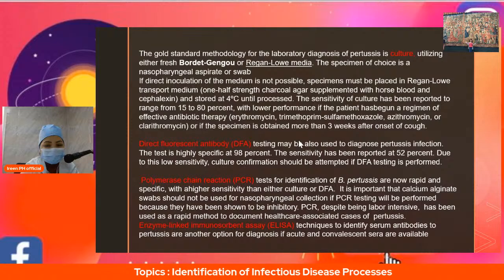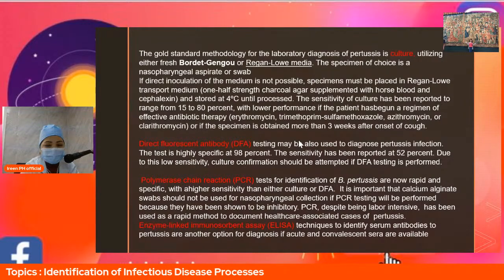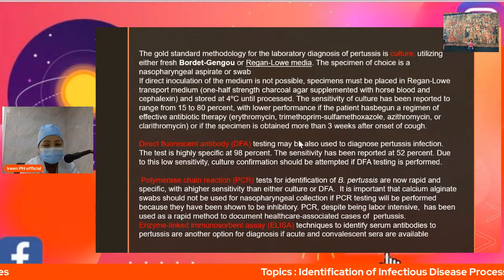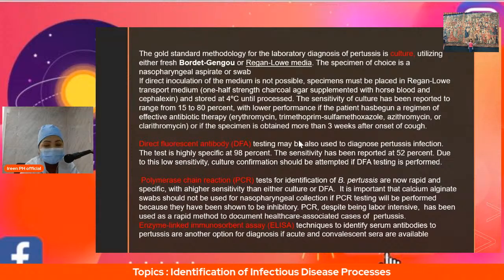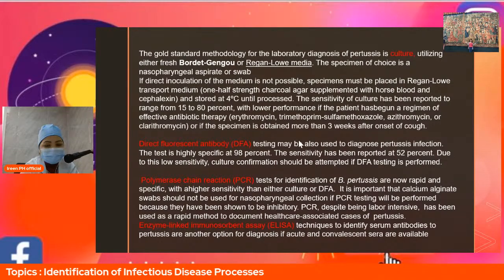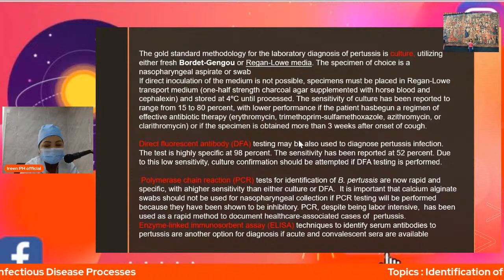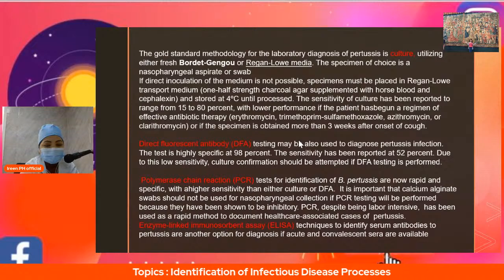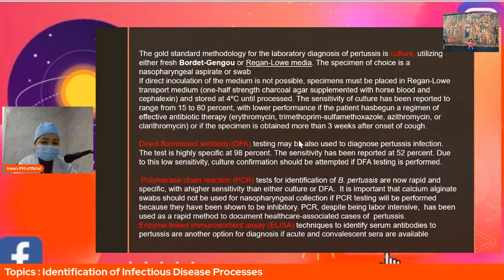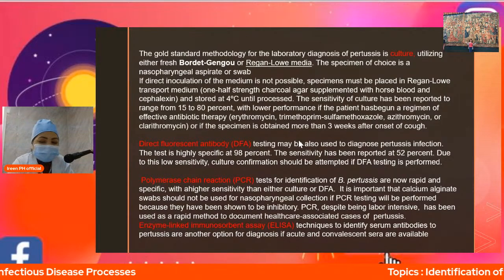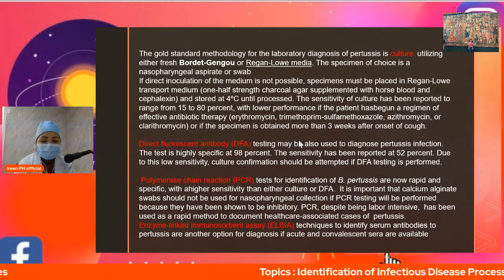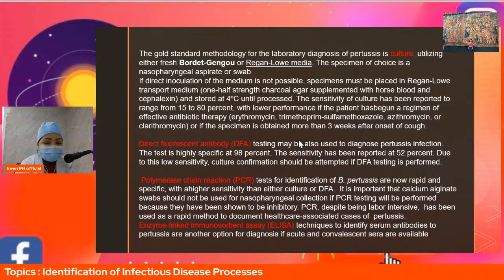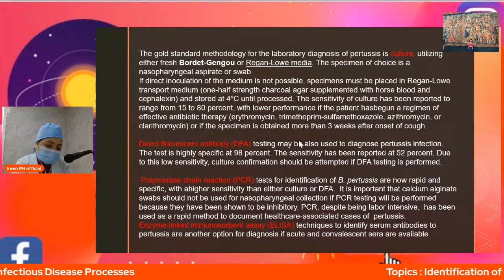It's important that calcium alginate swabs not be used for nasopharyngeal collection if PCR testing will be performed, because they have been shown to be inhibitory. PCR, despite being labor intensive, has been used as a rapid method to document healthcare-associated cases of pertussis.